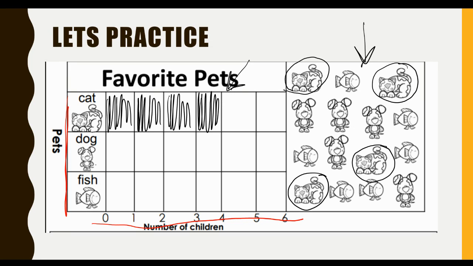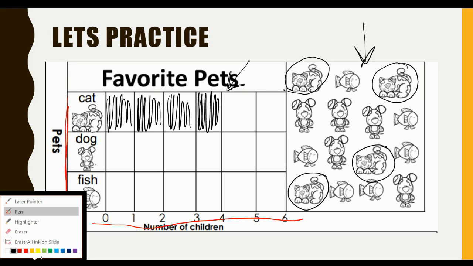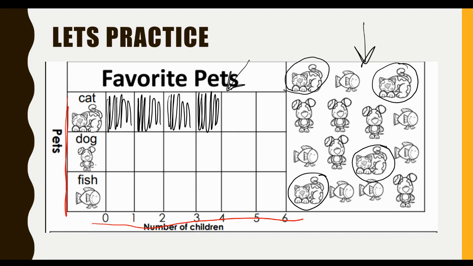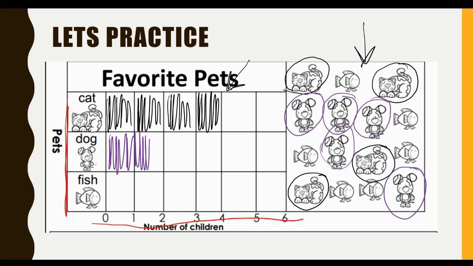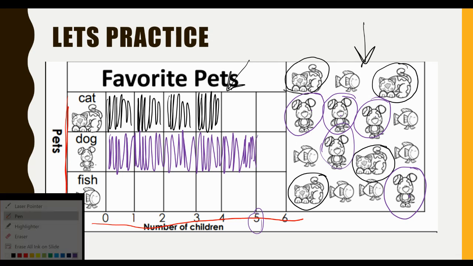So now the next one is a dog. Let's do dogs in purple. I'm going to do the same thing. I'm going to circle all the dogs. Make sure I don't miss any. I'm going to count them. 1, 2, 3, 4, 5. 5. So then I'm going to take that information and color it in over here. 1, 2, 3, 4, 5. So you can see that this line ends on 5. 5's right there.